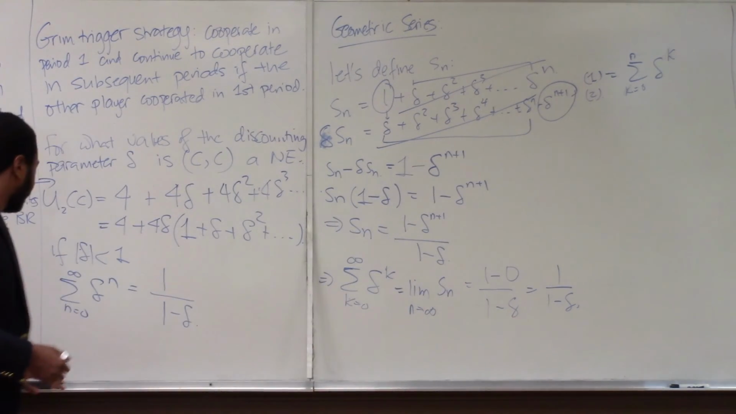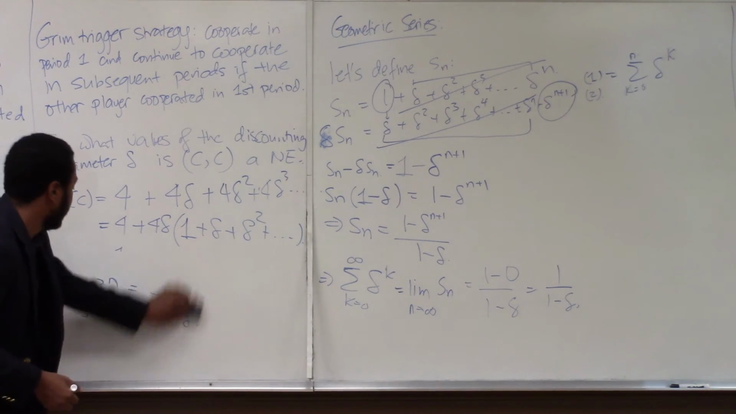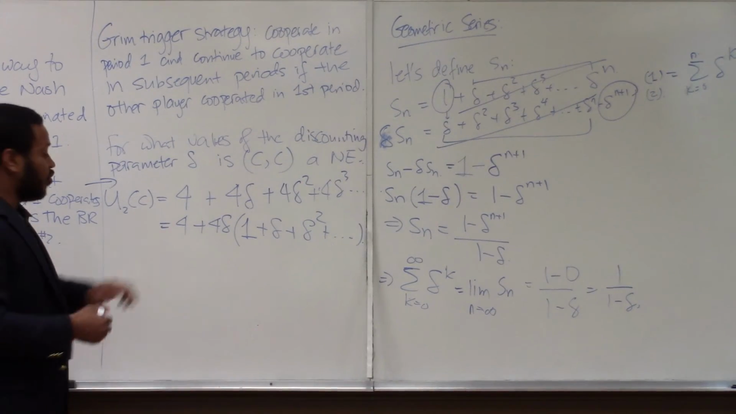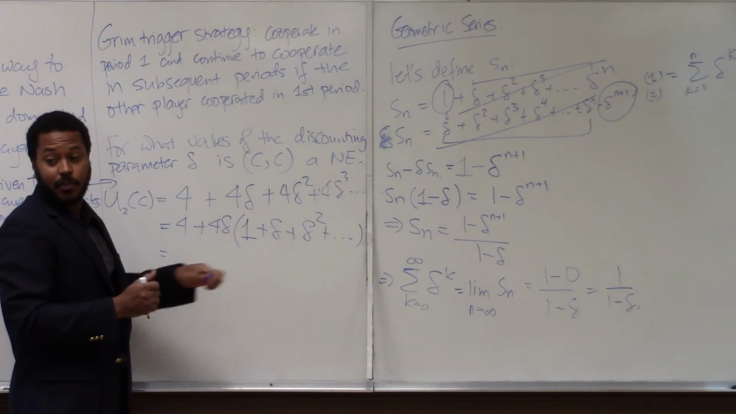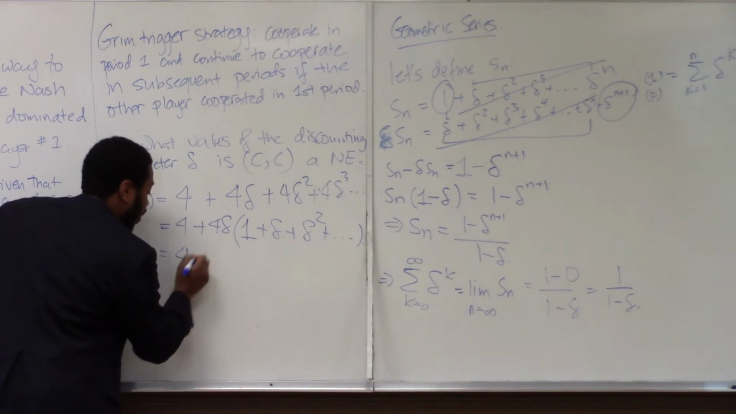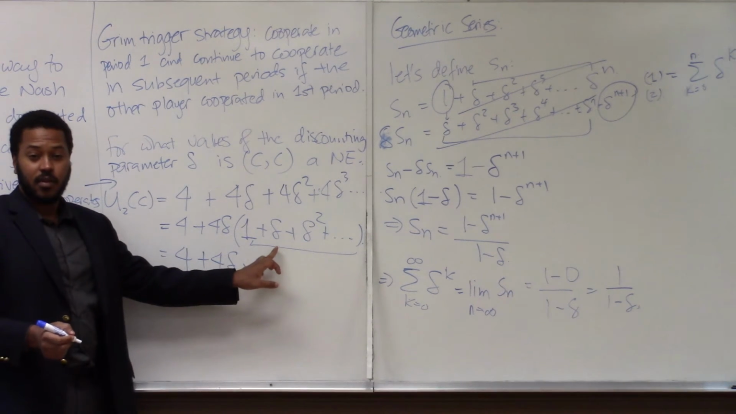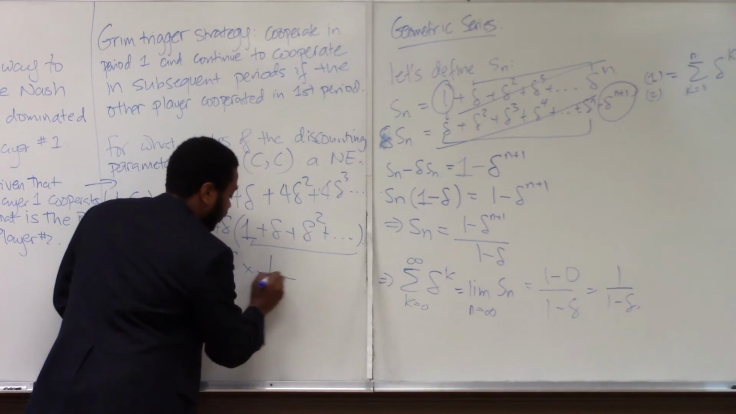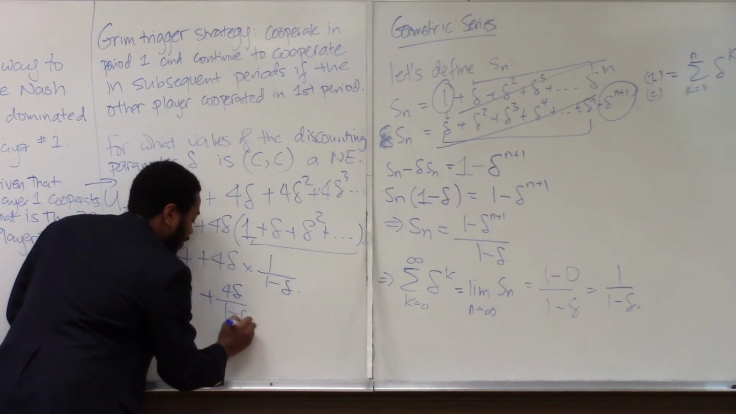Let's go back to here. I'm going to erase this little piece here. So let's figure out the utility of player 2 for playing cooperate, given that player 1 is playing this trigger strategy. So we're going to get 4 plus 4 delta times this infinite sum here. What's this sum equal to? Right, 1 over 1 minus delta. So that's just 4 plus 4 delta over 1 minus delta.